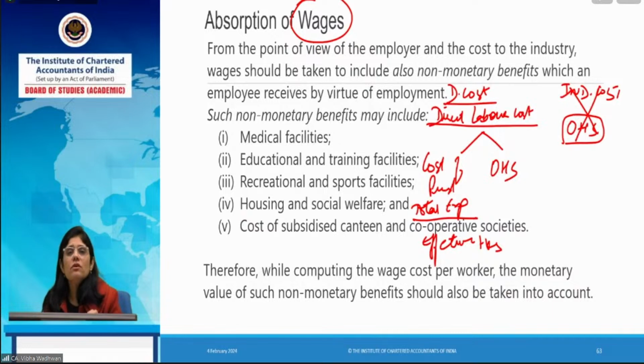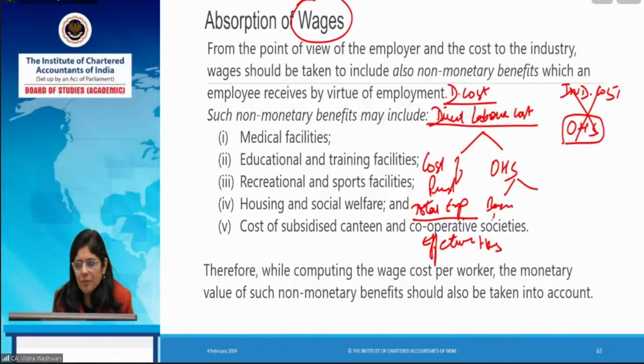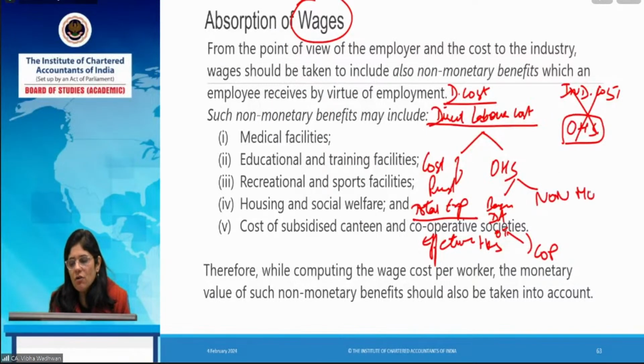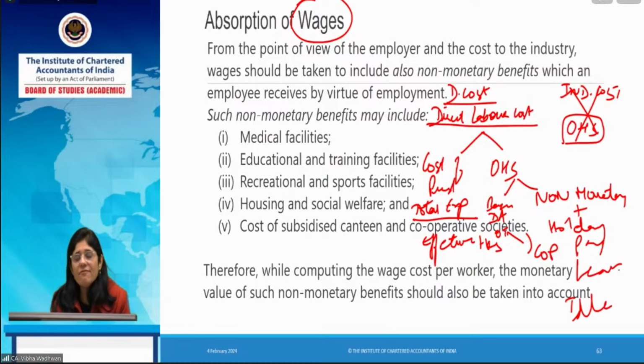The other school of thought is, the other alternative is, the other option is only the monetary and the basic part. Clear? That is basic, DA, overtime, whatever you are actually paying them should be part of cost of production, and all those non-monetary plus all those holiday pay, all those pay on leave, all those idle time pay which you are giving, everything should form part of overheads. So you understood the difference?